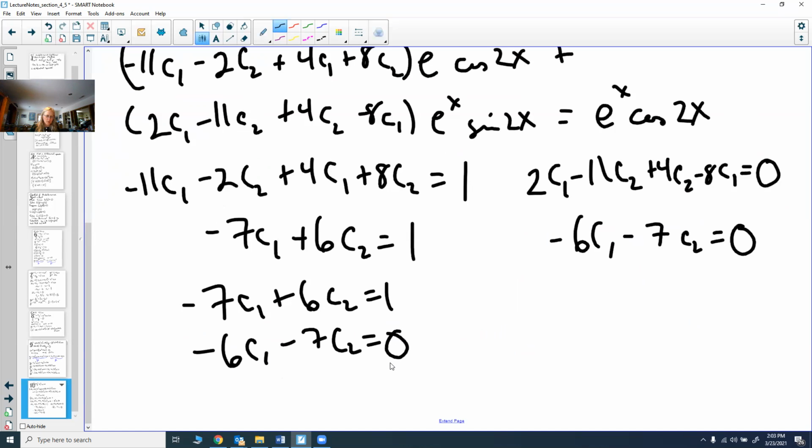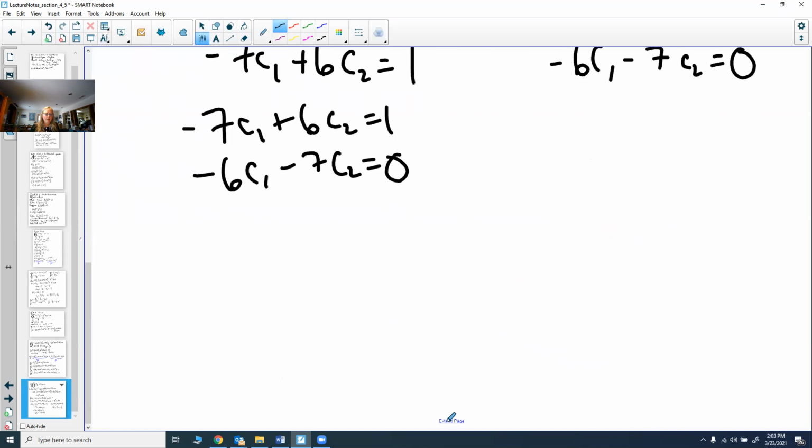So I just have a system of equations. I just have to solve that system. I don't care how you solve that system. You can use matrices. You can just add these together by multiplying by coefficients. I'd multiply the top by 7 and the bottom by 6, and add them together and solve for these, and you'd find them. I'm not going to show you how to do that. You all know how to solve systems of equations here. C1 turns out to be negative 7/85. C2 turns out to be 6/85.